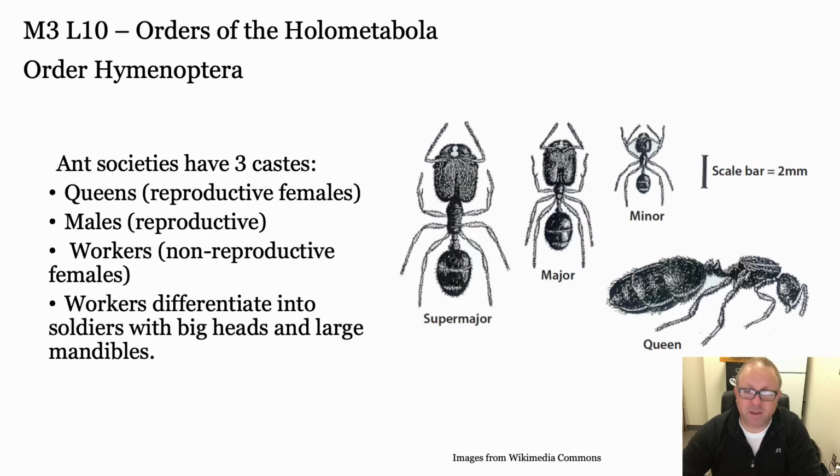Actually, I'll go to the next one. So we have the minor, the major, and the supermajor, the queens. The queens, of course, are reproductive. Males are only there to be reproductives. And then you have workers. And workers differentiate between, like, these big supermajors with a massive head, and they kind of become the soldiers, the protectors. And then the other ones become minors.